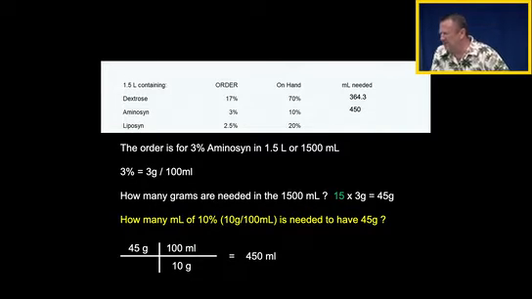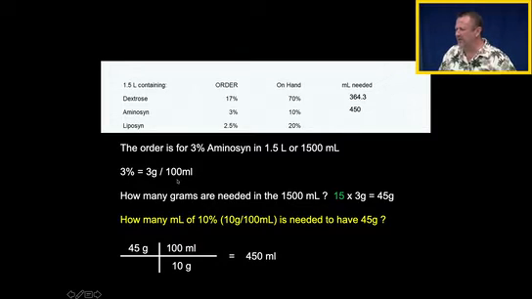3% aminosyn in the 1,500 mils is the same thing as 3 grams for every 100 mils. So how many grams of the aminosyn are needed in the 1.5 liter bag? We multiply by 15 because we want a 1,500 milliliter bag, and our description is 3 grams over 100 mils, and that's going to be 15 for each of these calculations. So we'll take that 3% and multiply it by 15 to tell us how many grams are required in the solution.